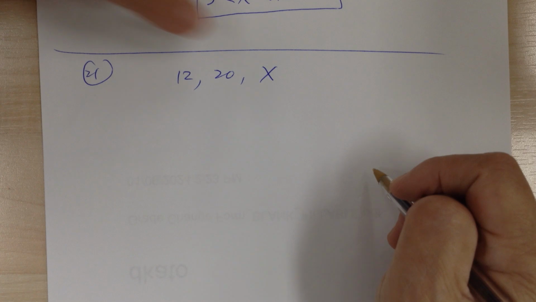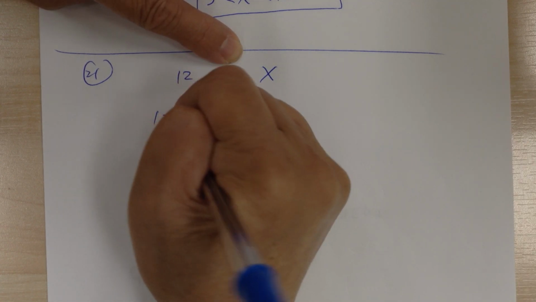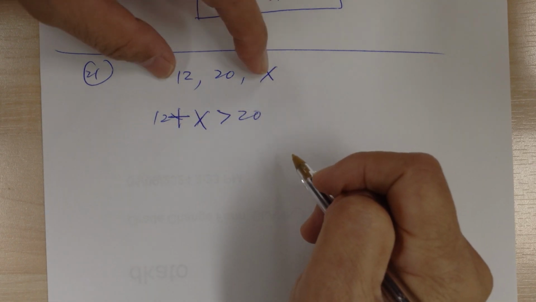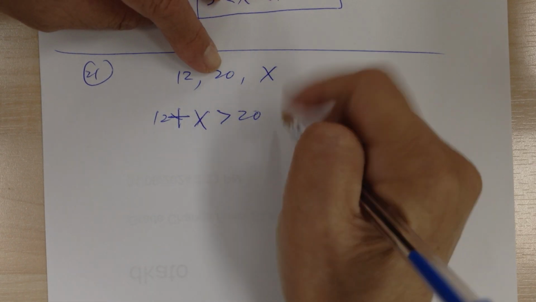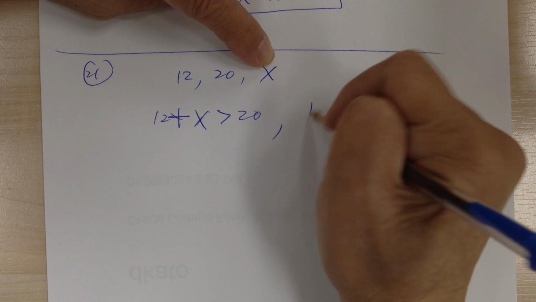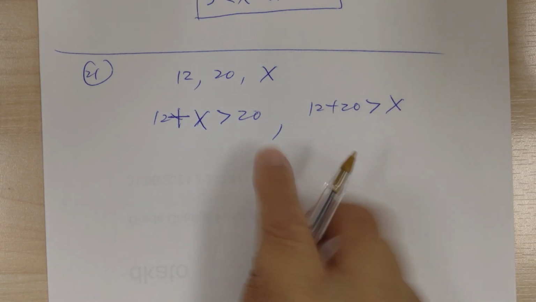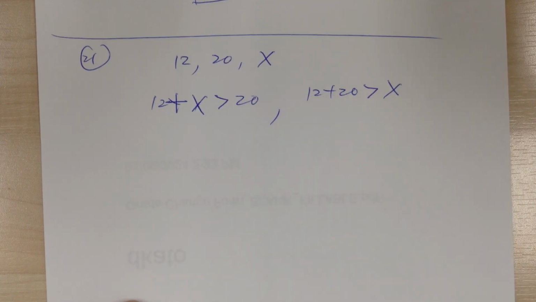Okay, so again, if this is the longer side, then 12 plus x has to be greater than 20. Again, the two shorter sides have to be greater than the longer side. If this is the longer side, then 12 plus 20 has to be greater than x. So again, the two shorter sides have to be greater than the longer side.